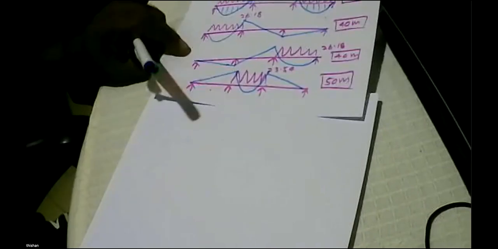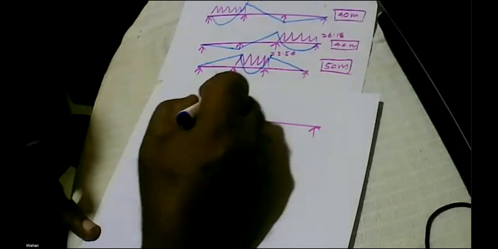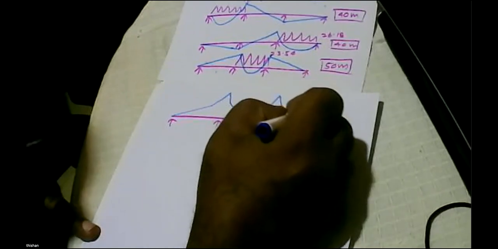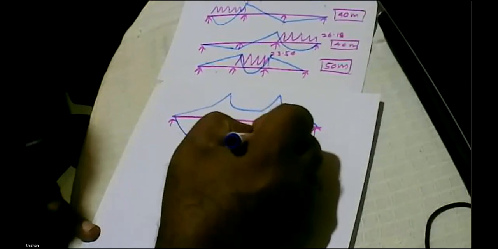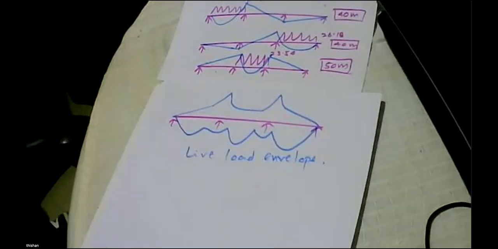Now with all these different diagrams with us, we just see what would be the shape of the envelope. So we have this situation. Now what would be the envelope? Envelope will look like this, going up, going like this, and then it will go like this. And then again, you can see. That will be the live load. Can you understand?